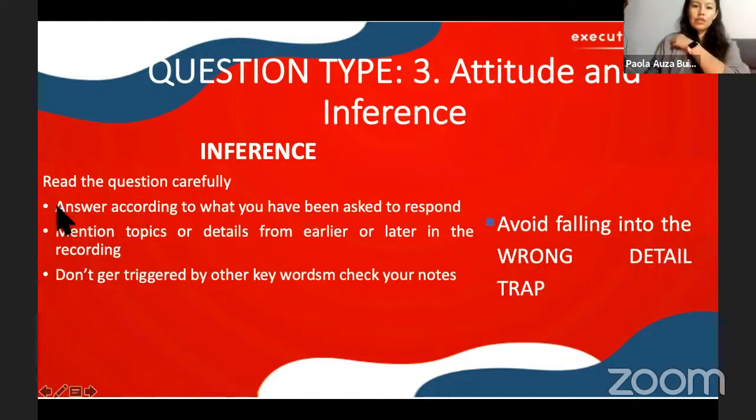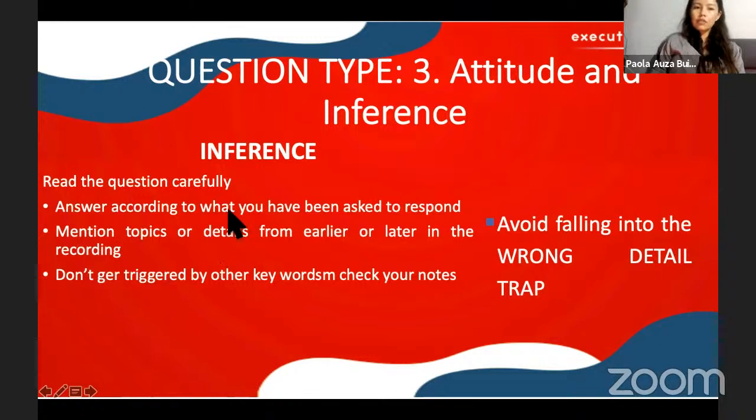Answer according to what you have been asked to respond. Okay, aquí no hay que perdernos mucho en la pregunta, hay que prestar atención bien, no nos dejemos llevar por los detalles, ¿no? Porque la pregunta a veces puede sonar un poco tricky. Entonces aquí hay que prestar atención a exactamente qué es lo que nos pide, porque es fácil que nos distraigamos y nos vayamos por otro lado, digamos, ¿ok? Entonces hay que tomar en cuenta un poco eso, ¿no?